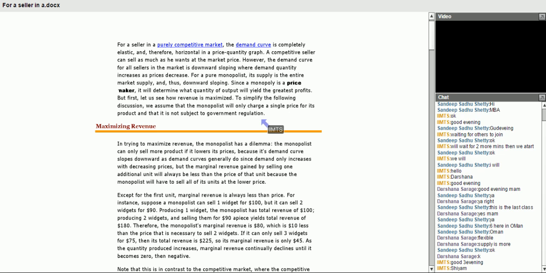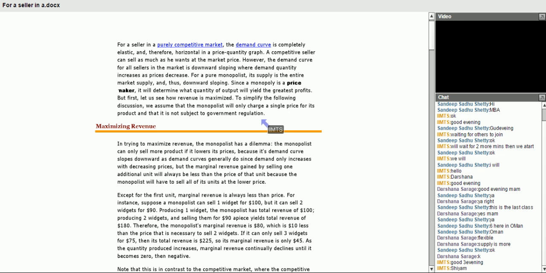Okay. So it can only sell 3 widgets at 75. So if he wants to increase sales further, he will lower the price further, to $75. So he'll get $225. So now his marginal revenue is 45. Like it was 180, now 225 minus 180, that is 45. So as the quantity produced increases, the marginal revenue continually declines until it becomes 0 and then negative. So he is selling more and more units, or we can say producing more and more units, but his marginal revenue is continuously declining. For the second unit he was getting 80 extra, but for the third unit he is just getting 45 extra.